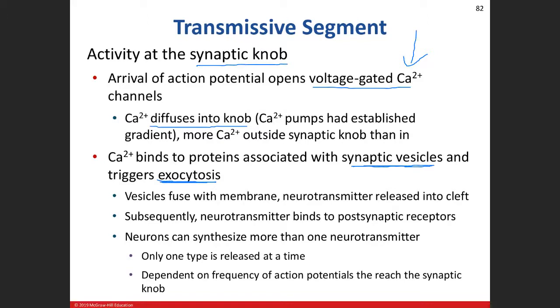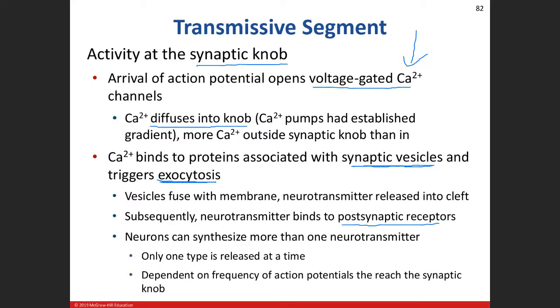That neurotransmitter will then cross over the synaptic cleft. It diffuses across the synaptic cleft and binds onto the postsynaptic receptors there. And then it will either activate or inhibit those postsynaptic receptors into doing something or not doing something.